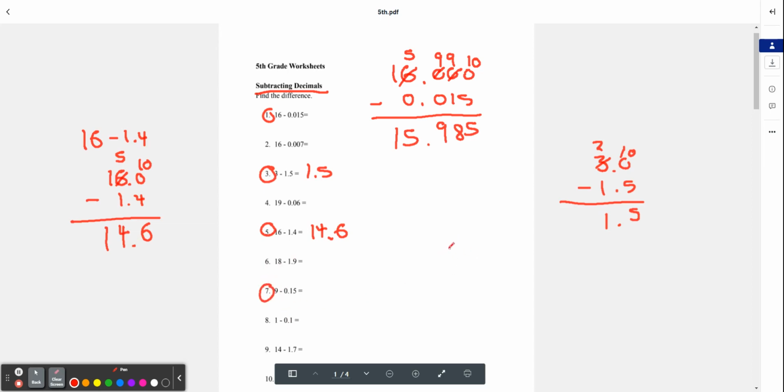7. 9 minus 0.15. We can't borrow from 0, so we're going to borrow from 9, and it becomes 8. This becomes 9, and we get 10. 10 minus 5 is 5. 9 minus 1 is 8. 8 minus 0 is 8. So we get 8.85 for our answer.